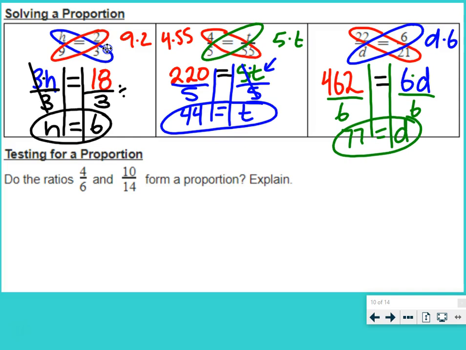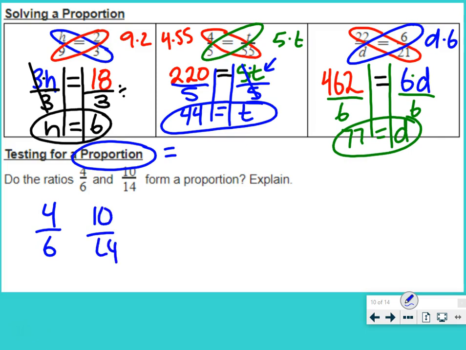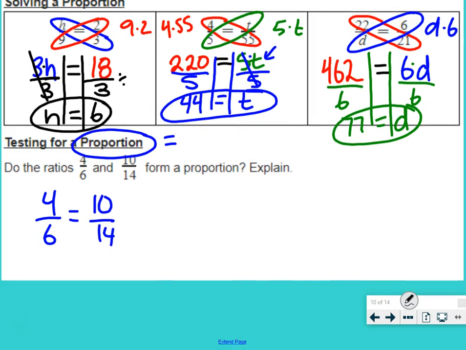Testing for a proportion. So to test to see if there is a proportion, are the two fractions equal? So proportion, remember, is an equality between two ratios. So do the ratios, 4/6 and 10/14, form a proportion? So we want to test, are they equal? So all we have to do is test those cross products. See, are the cross products equal?